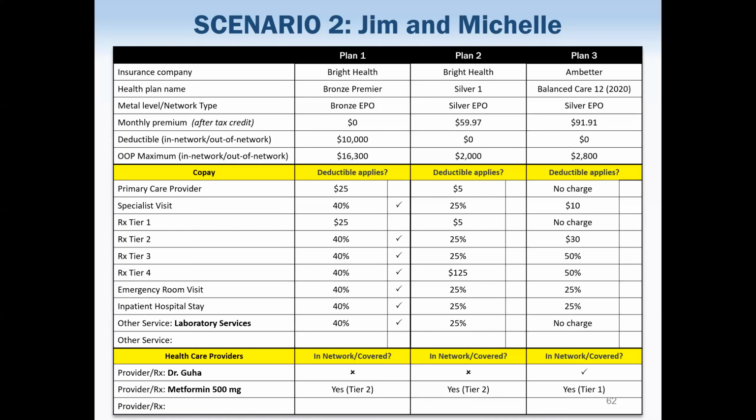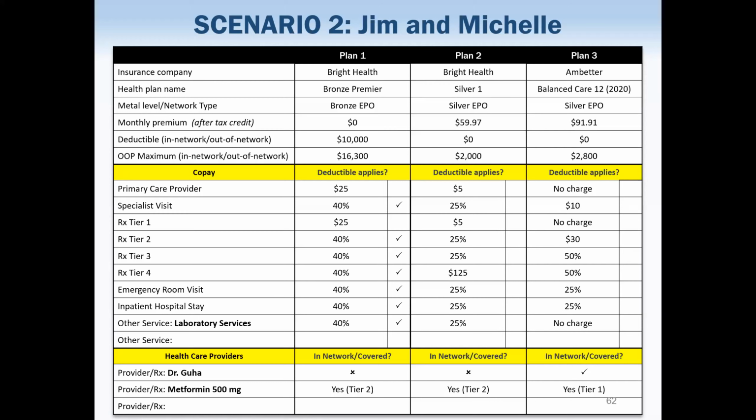The second plan from the same company is $60 or so, has no deductible, so all the things are first dollar coverage, but again, it doesn't include the provider. But the tier 2 drug now is covered at 25%, and again, there's no deductible. And if they pay up a little more, another $31, they get a plan that also has no deductible, but in this case does include the provider.